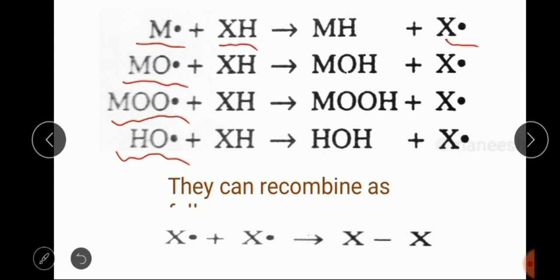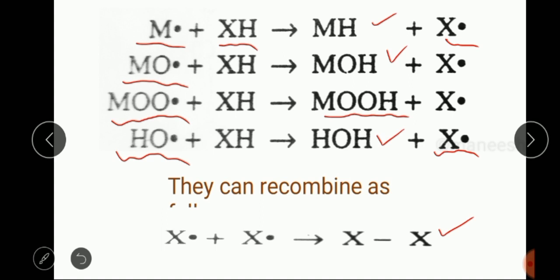Thus the antioxidant reacts with the reactive radicals formed along the polymer chain because of the attack of oxygen and subsequent chain reactions, and produces stable products such as MH, MOH, MOOH and HOH along with the inactive or stabilized radical, that is X radical. The latter is not capable of attacking a new polymer chain because it is resonance stabilized. They can, however, recombine like this.